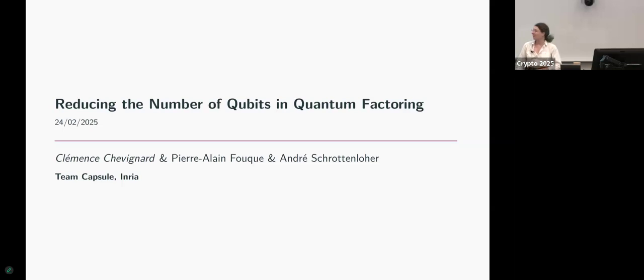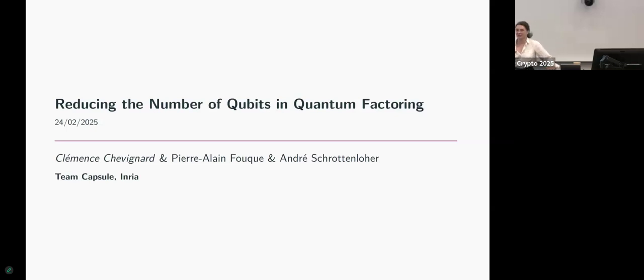Okay, so welcome to the session of solving problems that don't exist yet, second edition. For the first talk, we'll have Clémence telling us about reducing the number of qubits in quantum factoring. The floor is yours.